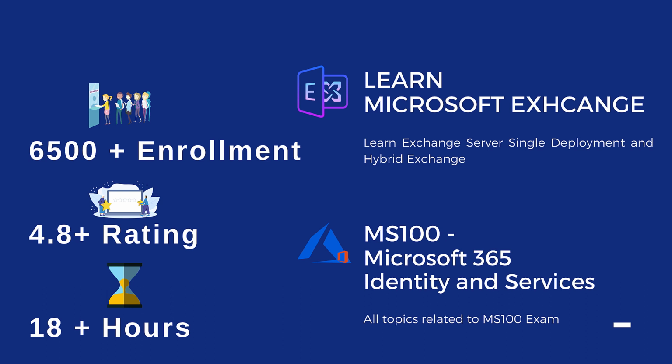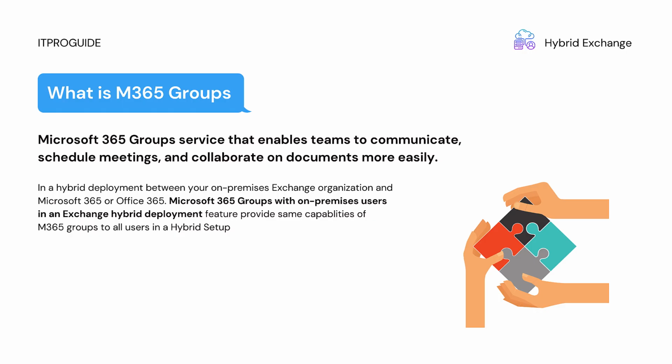And let's move on to the topics now. So what is Microsoft 365 Groups? Microsoft 365 Groups is synonymous with modern collaboration, which enables teams to communicate, schedule meetings, and collaborate on documents more easily. In Microsoft 365 Groups, all information shared within a group, like email, messages, chats, etc. are stored in the group's OneDrive for Business or SharePoint libraries, and this data is available to all members in the group.